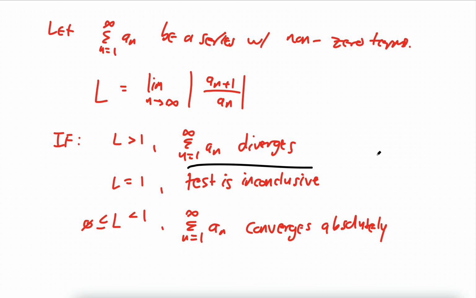What if the two are equal, right? What if a_{n+1} and a_n, the next term and the previous term, are the same? Well, then our test is inconclusive, right? We're not seeing any change in the values, right?